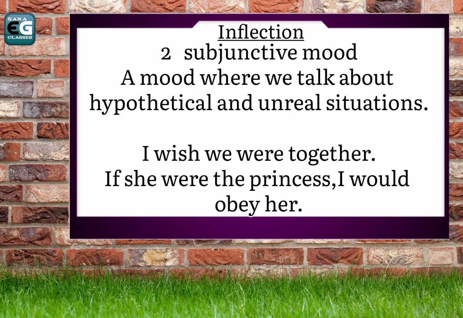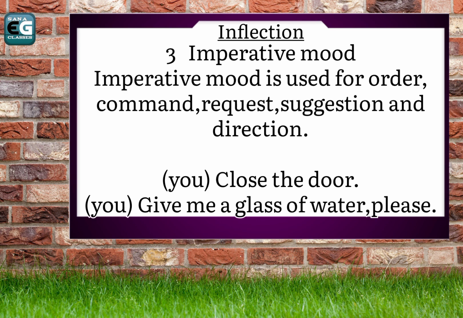Now let's move to the second kind of mood, subjunctive mood, a mood where we talk about hypothetical and unreal situations. For example, I wish we were together. If she were the princess, I would obey her. Third, imperative mood. Imperative mood is used for order, command, request, suggestion, and direction. For example, close the door. Give me a glass of water, please.